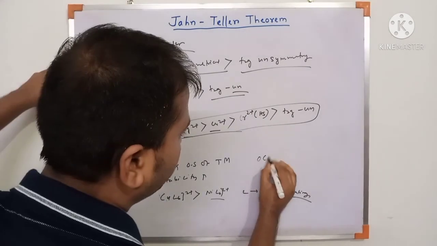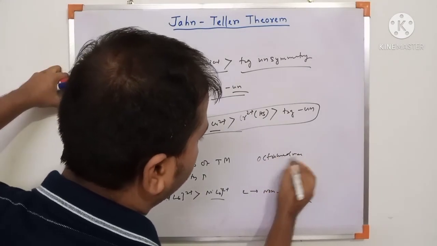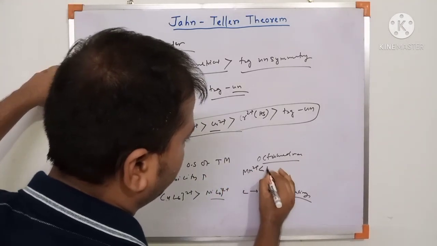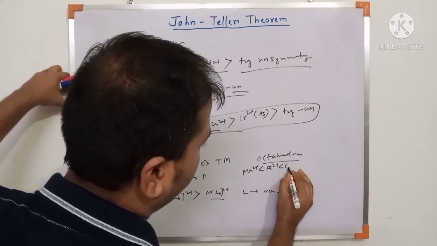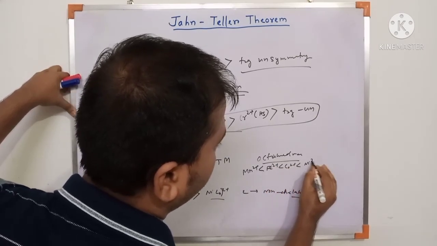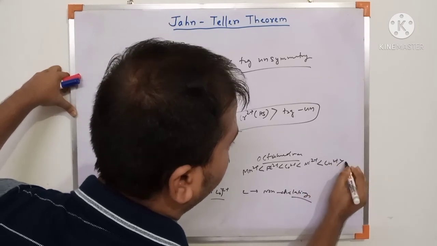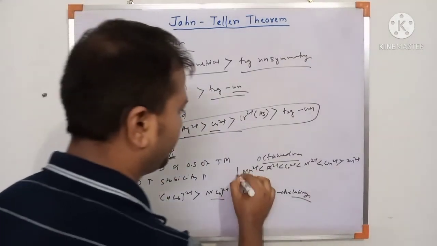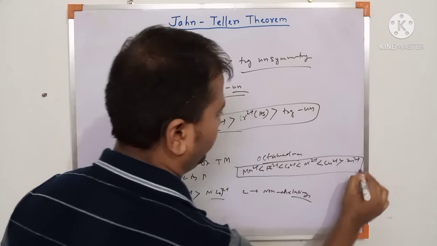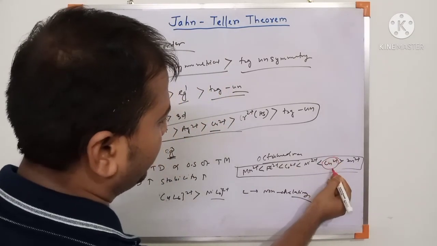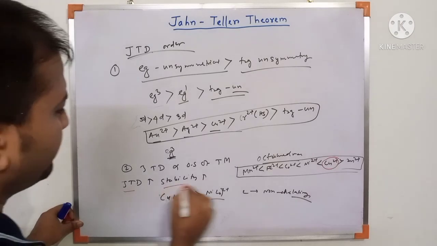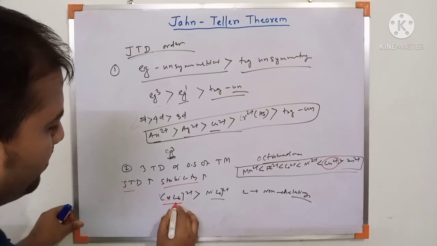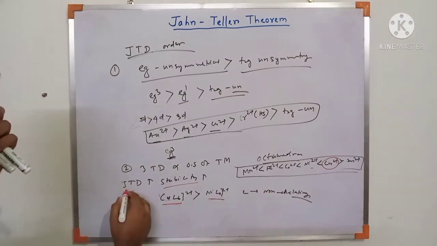In case of octahedral, the order of Jahn-Teller distortion is Mn2 plus less than Fe2 plus less than cobalt 2 plus less than nickel 2 plus less than copper 2 plus, but copper is more Jahn-Teller, and this is Zn2 plus. This is the order of Jahn-Teller distortion in octahedral complexes. Copper 2 plus has higher Jahn-Teller distortion, so stability increases. So for copper 2 plus ligand in octahedral case, the stability order is copper 2 plus greater than nickel 2 plus, because Jahn-Teller distortion is high in copper 2 plus.